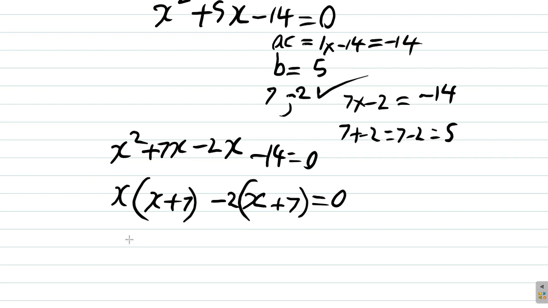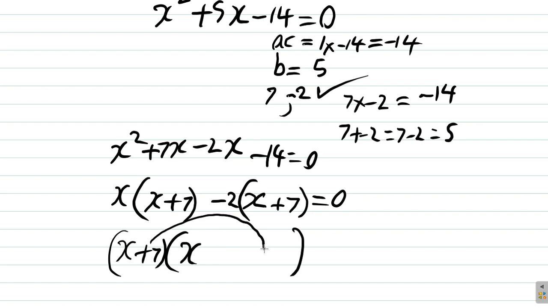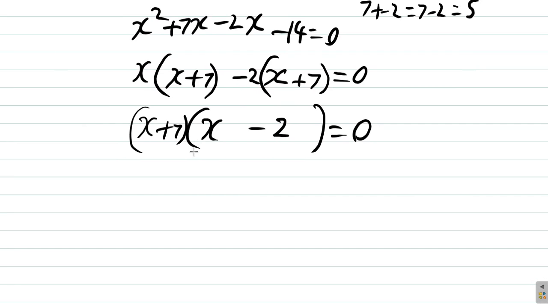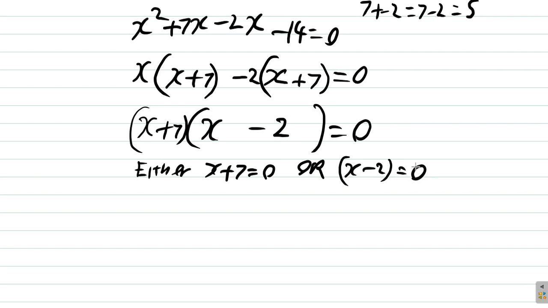Factor out the x plus 7 as a common factor. You have x plus 7 in brackets, times whatever you're going to put here. It must be x, and then negative 2. So you have x plus 7 times x minus 2 equals 0. Alright? Now, if you have x plus 7 multiplied by x minus 2 and it gives you 0, it's either that x plus 7 equals 0 or x minus 2 equals 0, right?